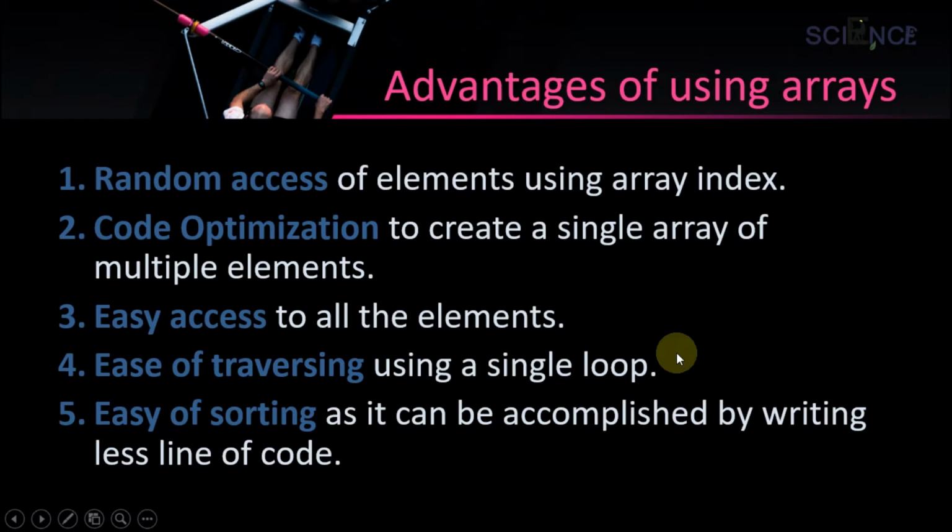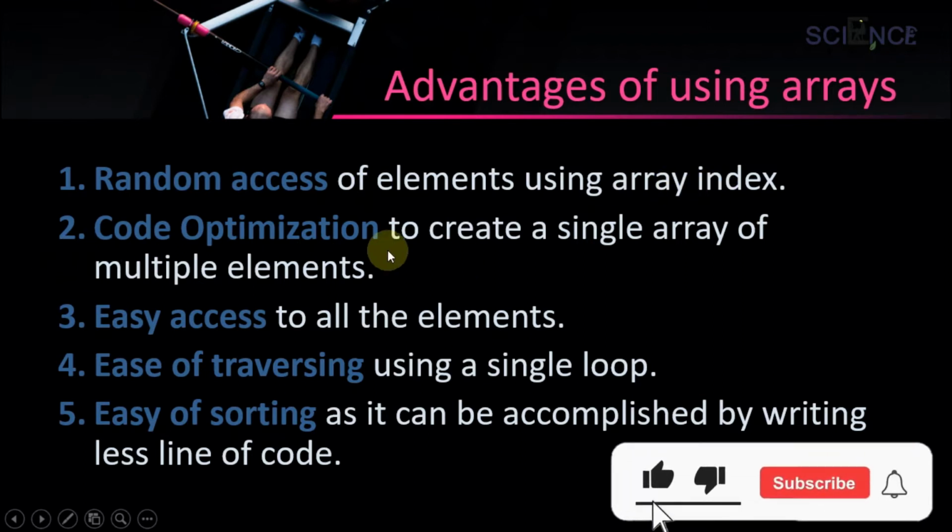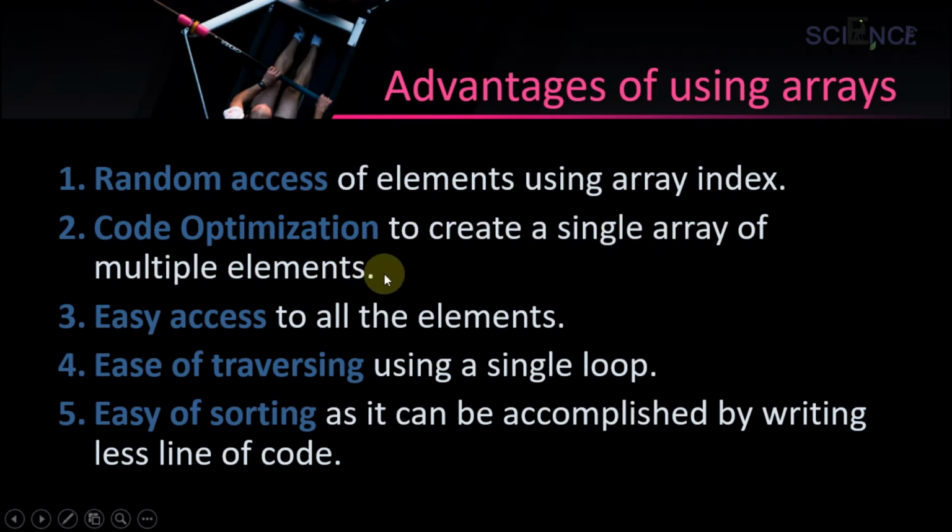What are the advantages of arrays? We get random access of elements using the array index. You will learn the index later, but keep in mind that it is very easy to access each and every element of this array, right? It also does code optimization. To create a single array of multiple elements optimizes our code into very few lines, right? And it is easy to access all the elements.